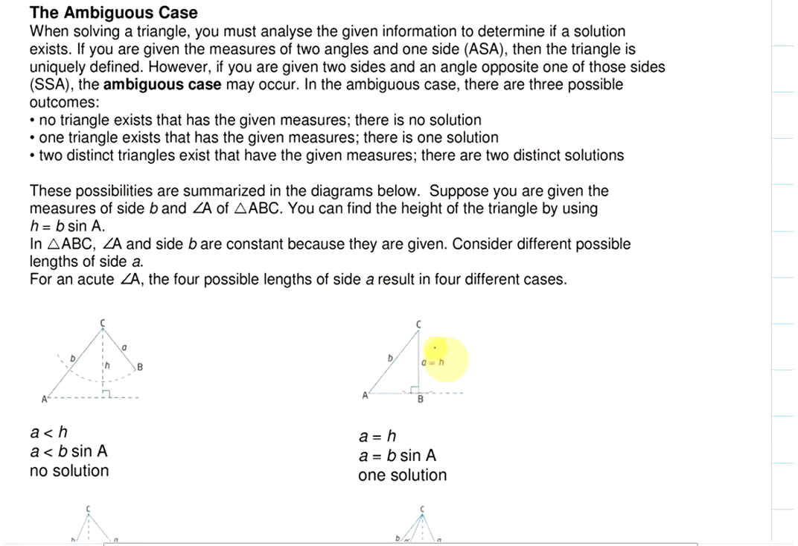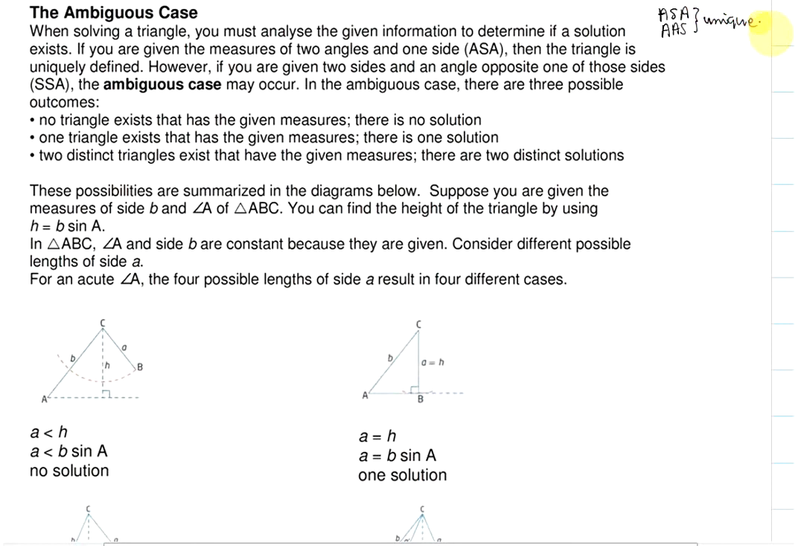Okay, so we're going to take a look at the ambiguous case. And the ambiguous case means that we may not have a unique triangle. So when solving a triangle, you must analyze the given information to determine if a solution exists. If you are given the measures of two angles and one side, so angle, side, angle, then the triangle is uniquely defined. Now remember, angle, side, angle is the same thing as angle, angle, side. Both of these will give you a unique triangle.